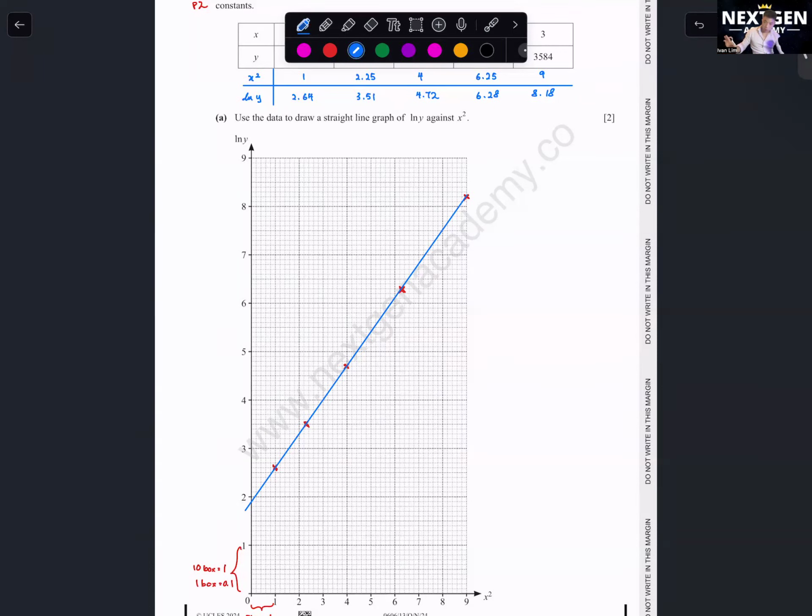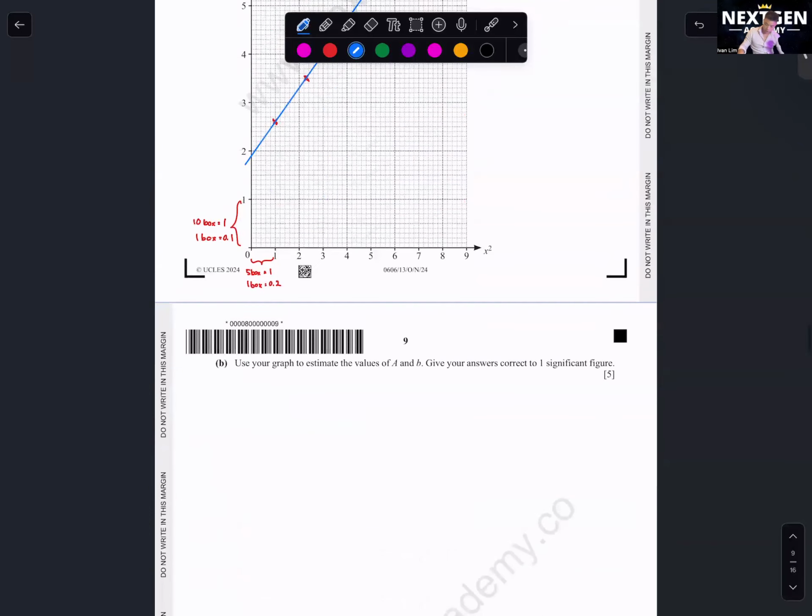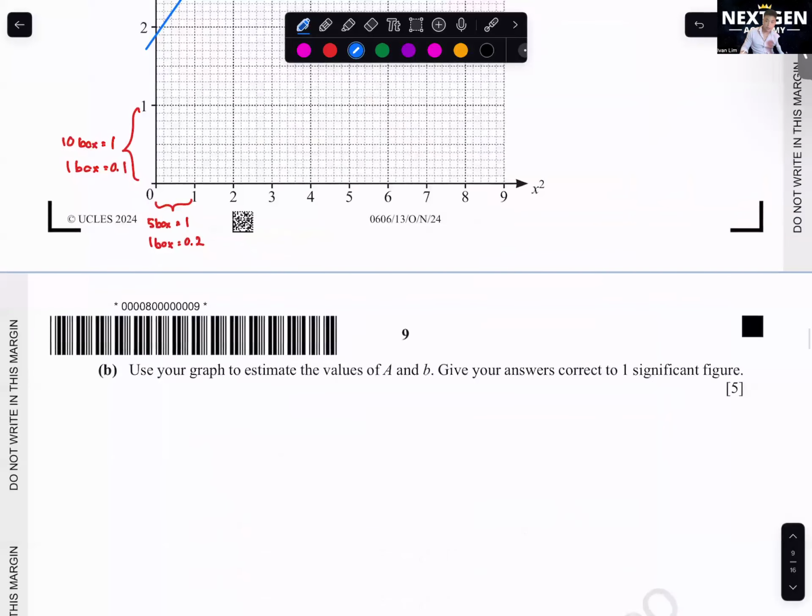Okay, what are the main questions normally for this drawing one? Always the same format. They'll ask you to find M, ask you to find C, your y-intercept. So let's look at the next question. Use your graph to estimate the value of A and B. Okay, the A and B is normally from your x-intercept, your y-intercept and your gradient.